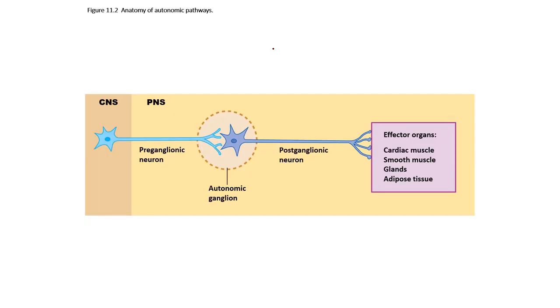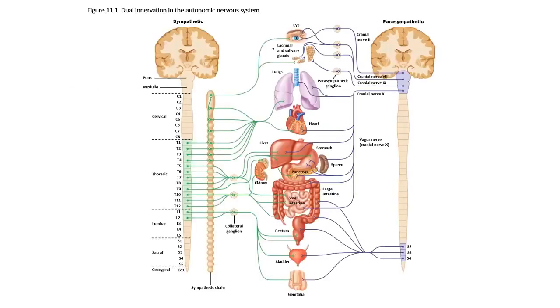In the somatic nervous system, there's always one neuron. In the autonomic nervous system, there's always two neurons in series. So we've got the preganglionic neuron and the postganglionic neuron. Now, the length of these neurons differs in the sympathetic system when compared to the parasympathetic system. And if we jump back to this slide, actually, we can appreciate that difference here.